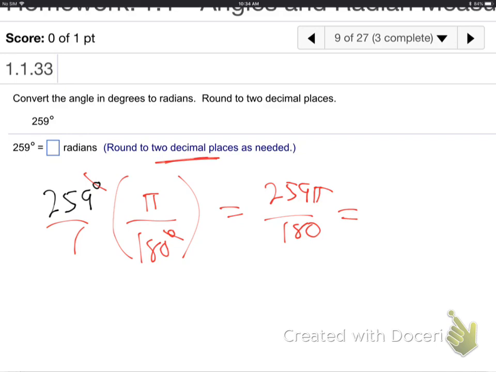So I use the pi button, I'm getting 4.52, it goes on and on, but they just want 2 places. 4.52. You able to get that?